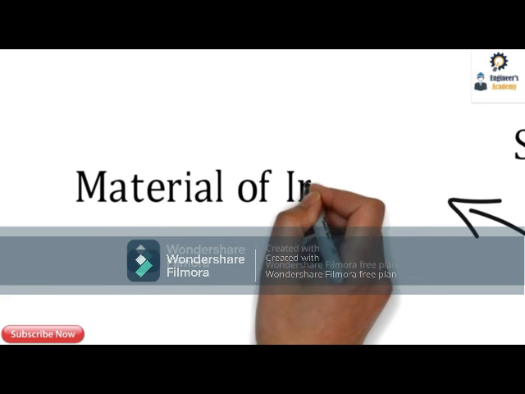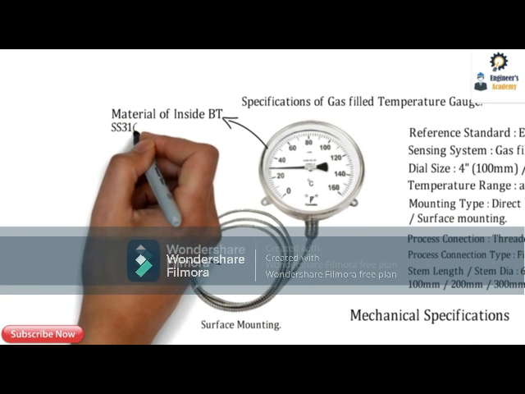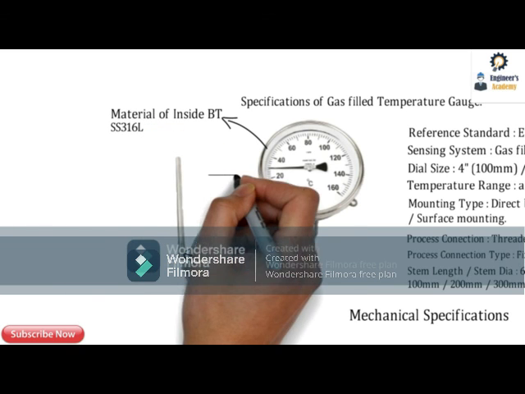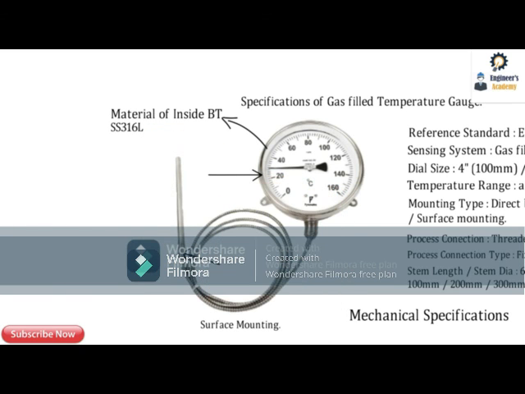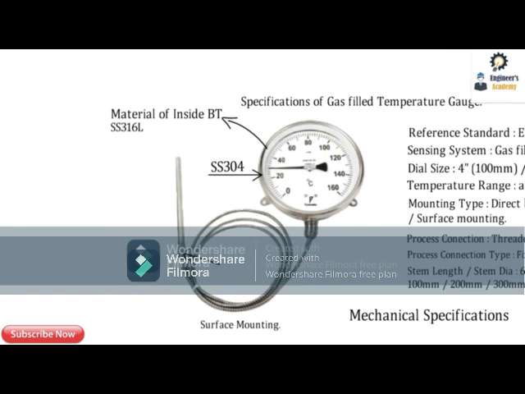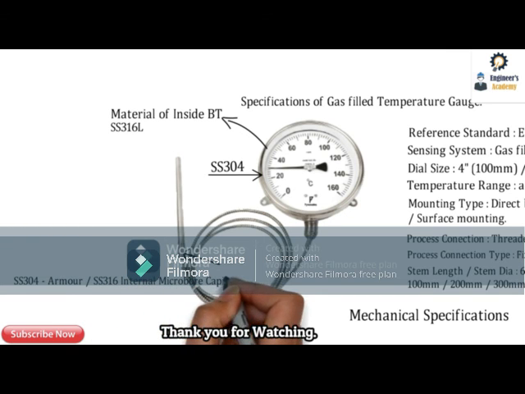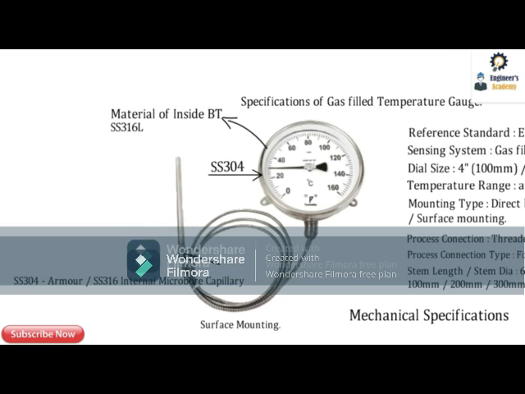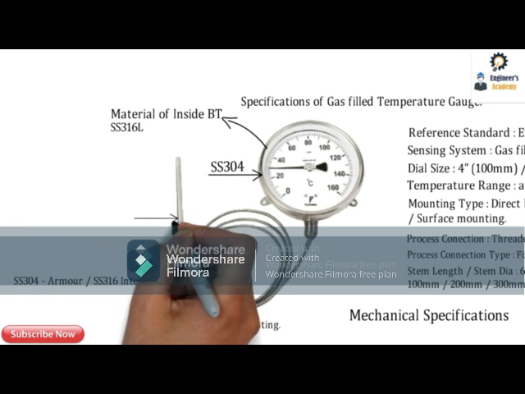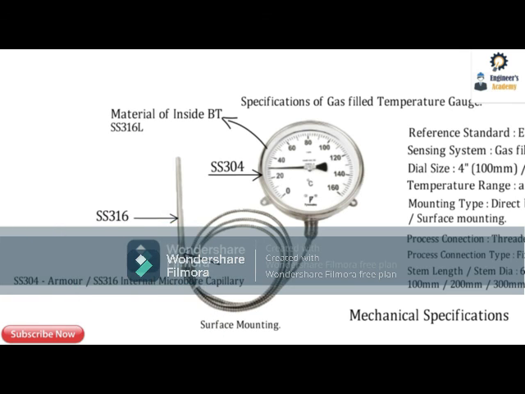The material of the inside Bourdon tube is also important, which will always be SS 316L, and it also comes under the specifications. The next one is the case and bezel material, that is SS 304, or we can also provide 316, depending upon the requirement. The material of the capillary: the armor material is SS 304, whereas the microbore capillary is 316. The material of the stem will always be SS 316.